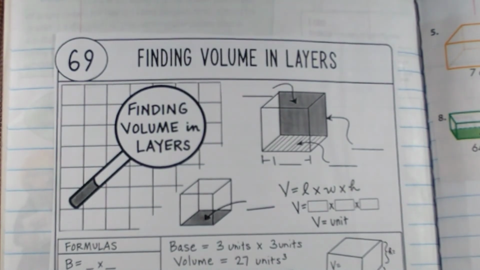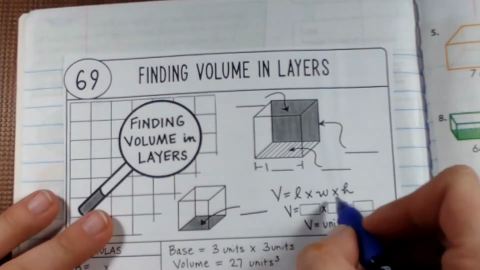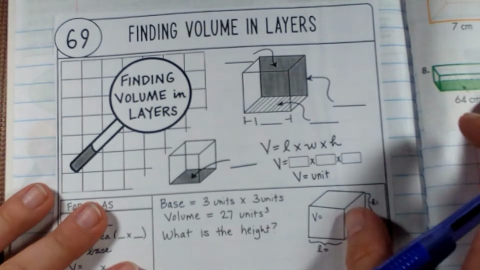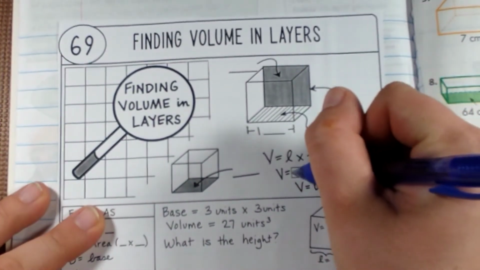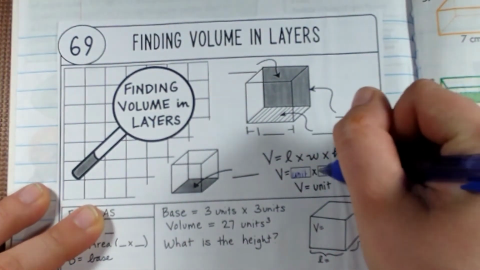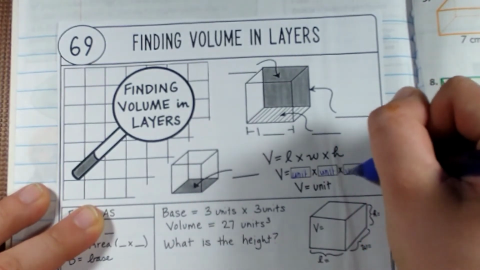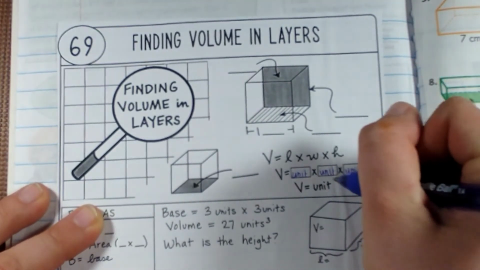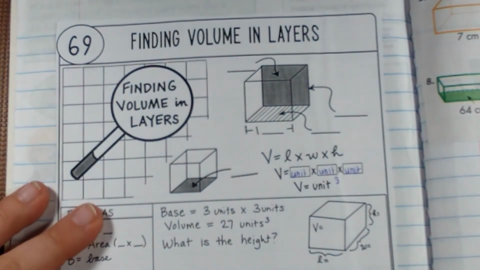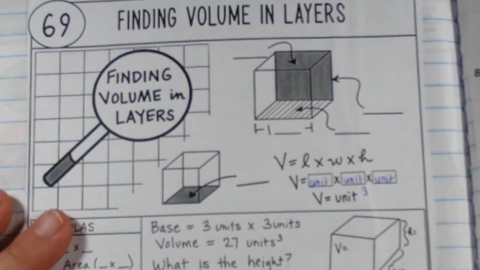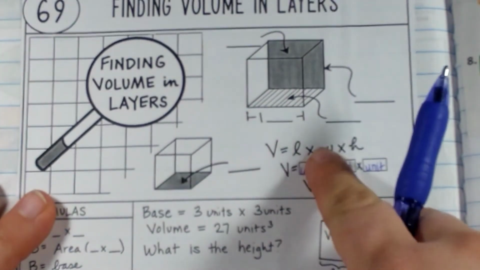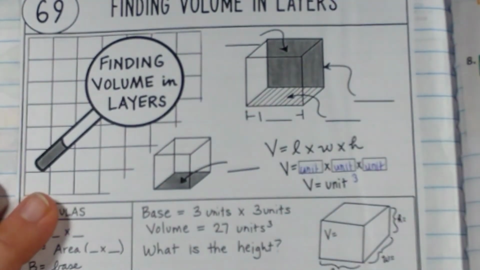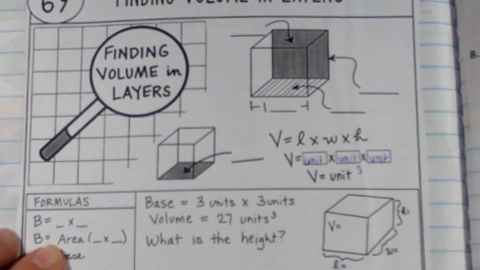Now, we talked about in the last lesson, or part of the lesson, pardon me, that the volume is length times width times height. Okay? Volume is a unit times a unit times a unit. And that is why we have the unit cubed, the cubic unit, because I'm multiplying 3 things: length, width, and height. So here are the formulas that we are going to use.